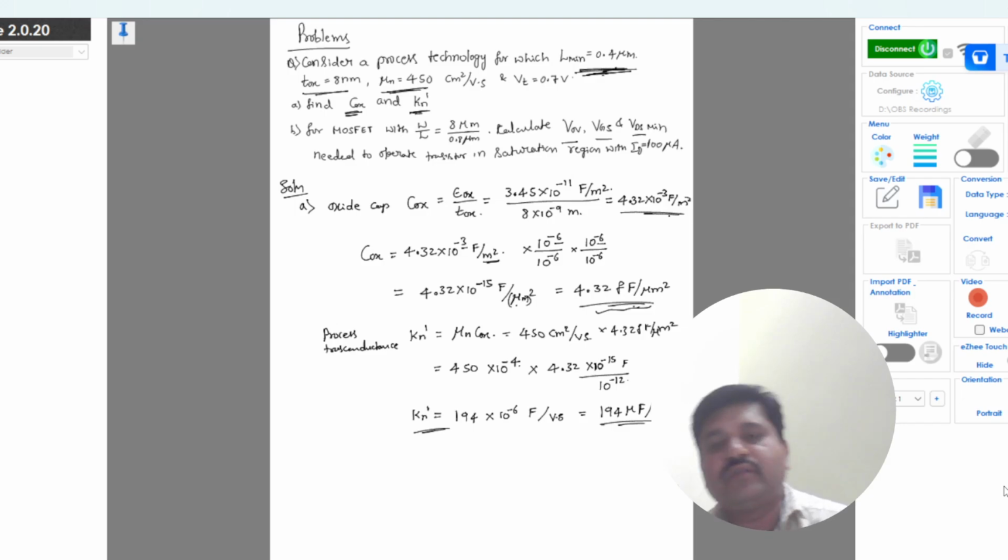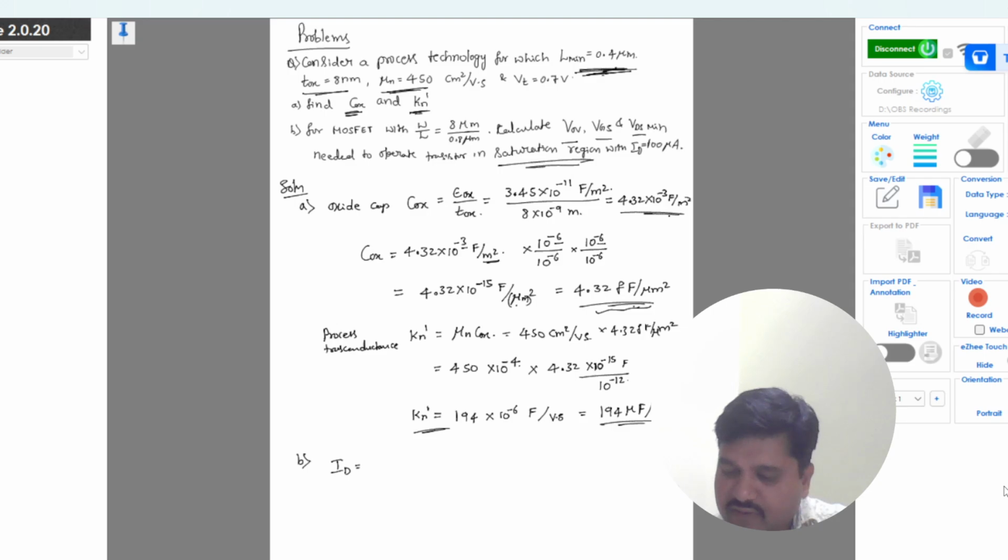So this is how you convert the given parameters into the common dimension. Now the second part, for which you need to find out the overdrive voltage and VGS. Since the current given is in saturation region, we have that ID is equal to Kn dash into W by L into VOV square, overdrive voltage square.